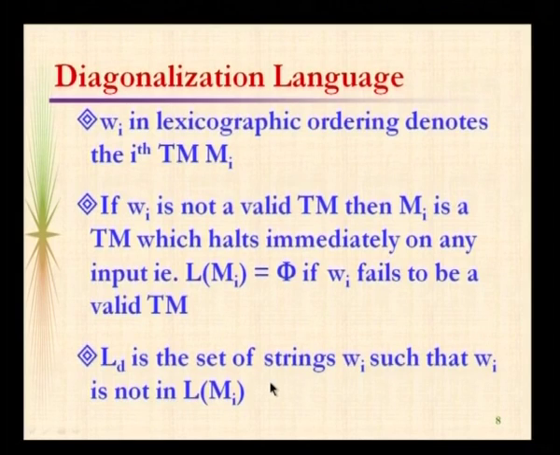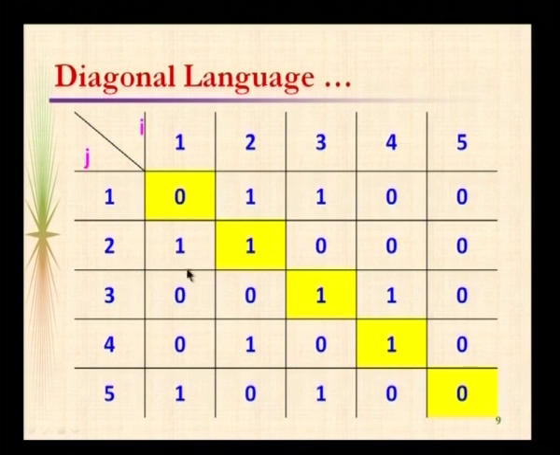LD is the set of all strings such that Wi is not in L of Mi. That is, the string Wi itself is the description for the Turing machine. If Wi is not in L of Mi, then we will call this set, that is Wi, the diagonal language. Here is the table.